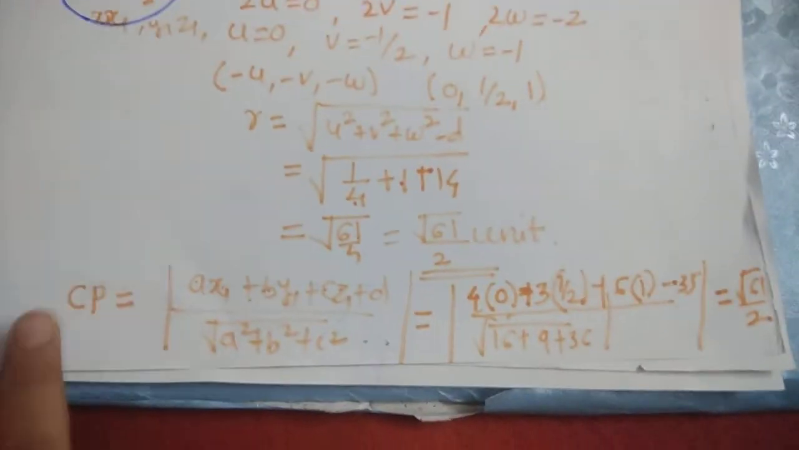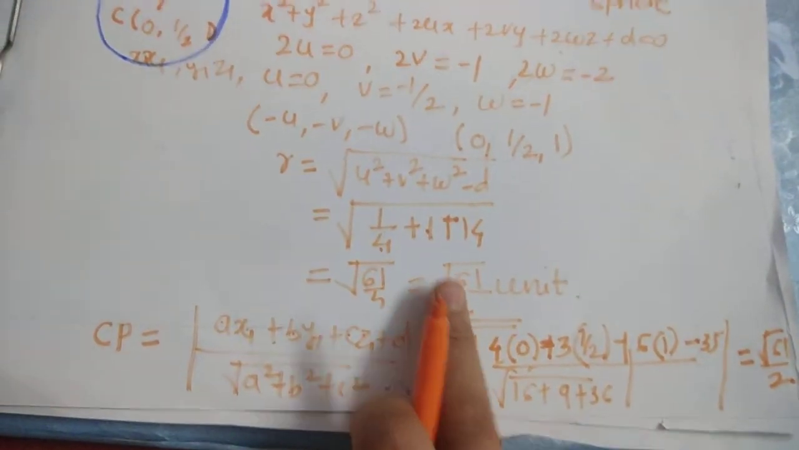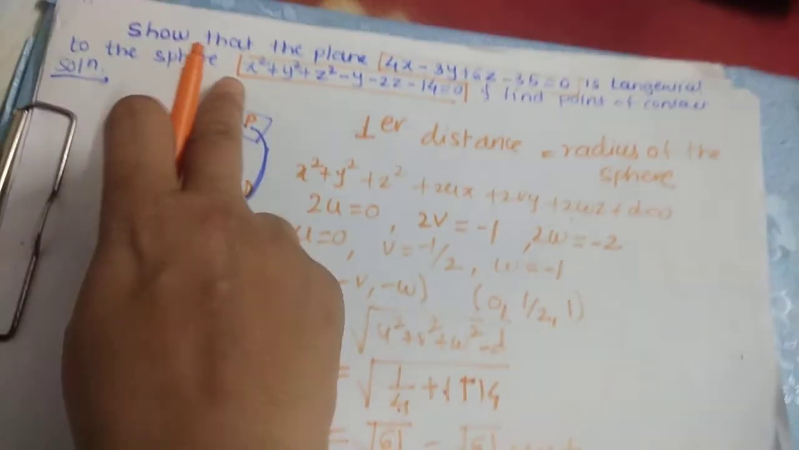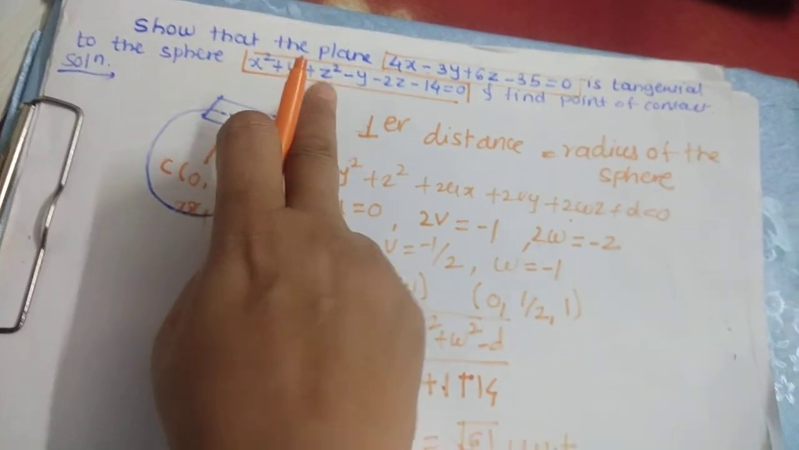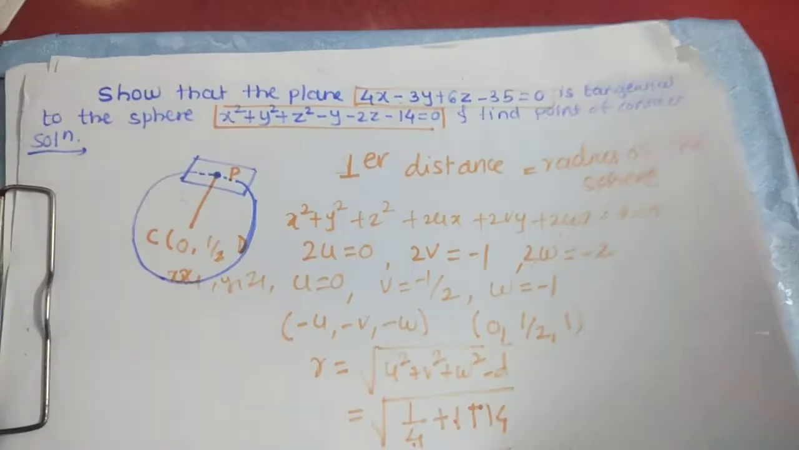So here the perpendicular distance CP is under root 61 upon 2 and the radius is also under root 61 upon 2. Therefore, the given plane is the tangent plane to this sphere. The perpendicular distance is under root 61 upon 2 and the radius is the same. So therefore, the plane is a tangent plane.